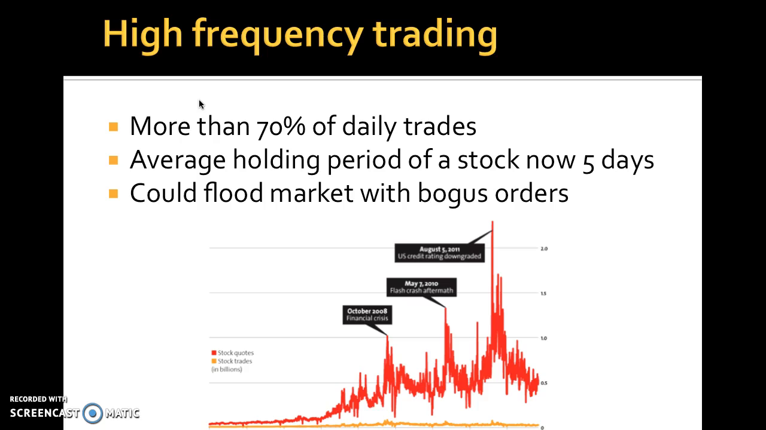The other scrutiny that high frequency traders have taken is that they can flood the market with bogus orders. As you can see from the chart below, there are a lot more quotes being placed, with people quoting different stocks but not actually making trades. People suspect this is because high frequency traders are trying to flood the market and pretend they're going to buy something even though they're not. So it's really impacting how the market reacts.